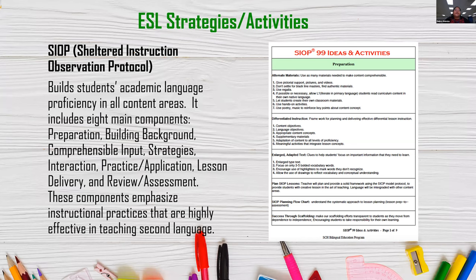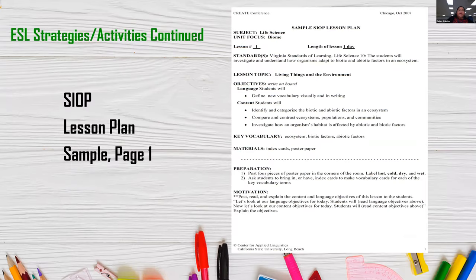Here you see a visual of the SIOP 99 ideas and activities. I'll show you in a moment the four-corner strategy, and you'll get a handout of these 99 ideas and activities. So that will be provided to you. Here is a SIOP lesson plan sample, which is inclusive of living things and the environment.